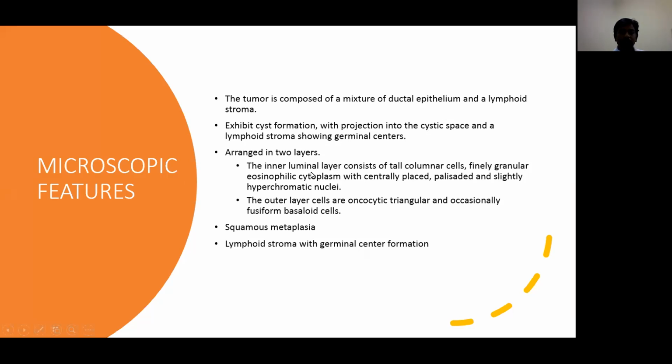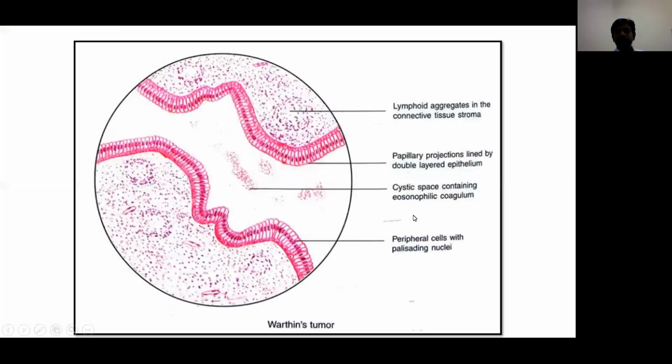Usually they are arranged in 2 layers. The inner luminal layer consists of tall columnar cells, which have a fine granular eosinophilic cytoplasm, oncocytic cells. The outer layer will be oncocytic, triangular, occasionally fusiform basal cells. You may see some squamous metaplasia in the lining epithelium, and the lymphoid stroma with germinal center formation will be seen here.